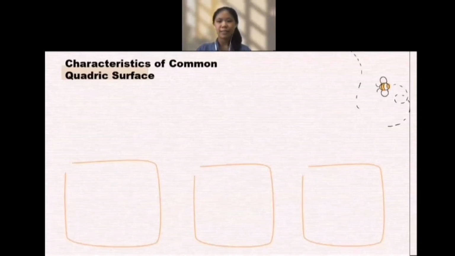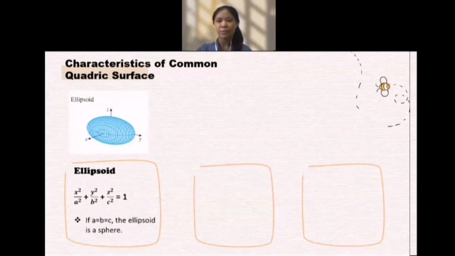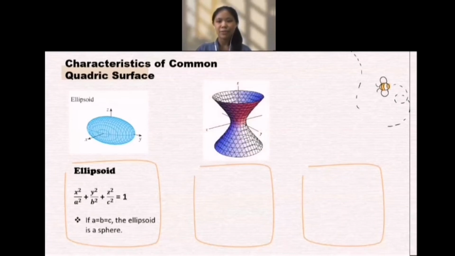Before we go to examples, let us first discuss the characteristics of common quadric surfaces. First is the ellipsoid. When we have the expression x squared over a squared plus y squared over b squared plus z squared over c squared equals 1, the shape of this function is an ellipsoid. And if a equals b equals c, then the surface is a sphere. The second common quadric surface is the hyperboloid of one sheet. The form of the equation is x squared over a squared plus y squared over b squared minus z squared over c squared equals 1.